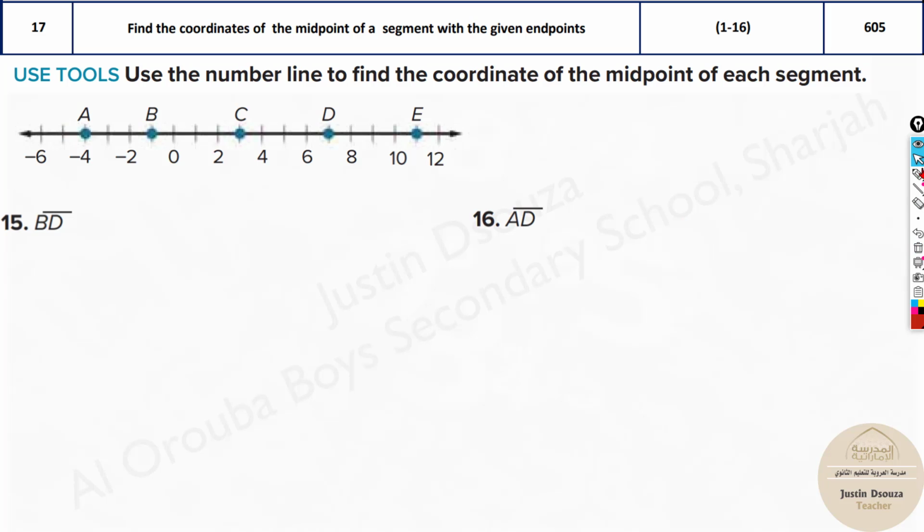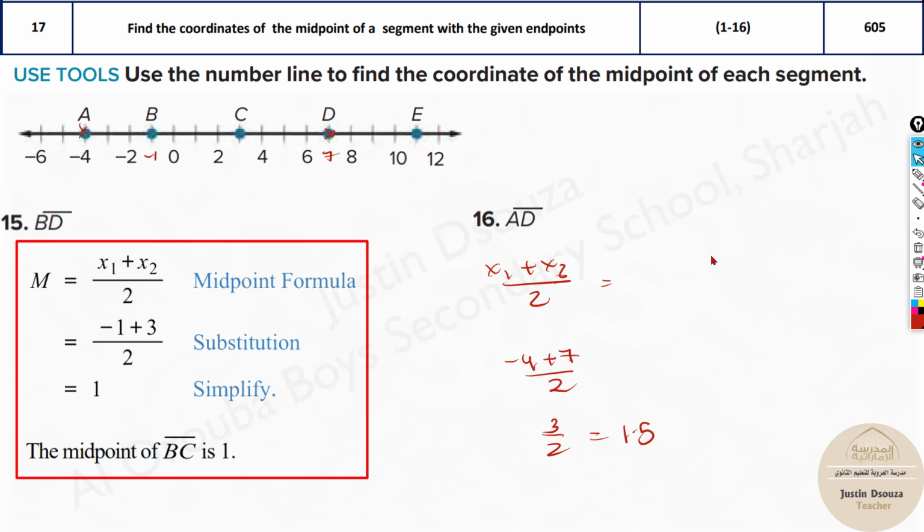So I'll just do this problem here, the 16th one, A and D. So A is already there, but D is not there. So it's between. So that's the thing. And even for B, it is -1 and D is 7. So x1 plus x2 by 2. This is the midpoint formula. And you need to write it, it's better you write vertically, one step after the other. So A is -4 plus 7 divided by 2. Here it will be 7 minus 4, that is 3 by 2, that is 1.5. That's the answer. That's it.